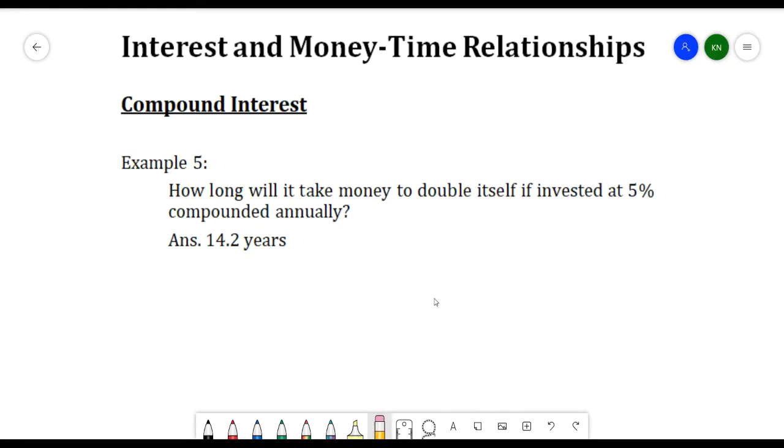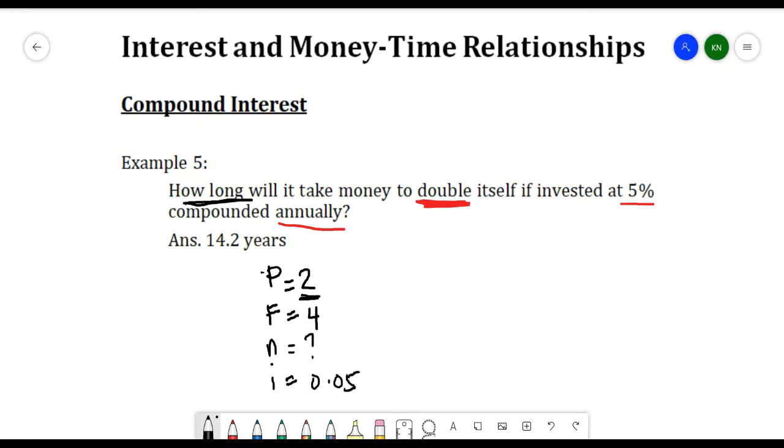We have here, how long will it take for the money to double itself if invested at 5% compounded annually? So for the future worth, we need to double the amount that we have invested currently. Let's say, for example, we have invested 2, so for the P, that is 2, and we need to find the future worth. Since that should be doubled, we have 4. And then we are looking for how long, so N is unknown and I is equivalent to 0.05, since that is annually.